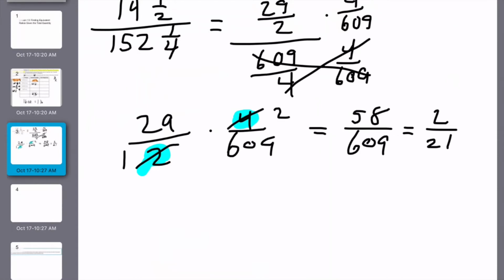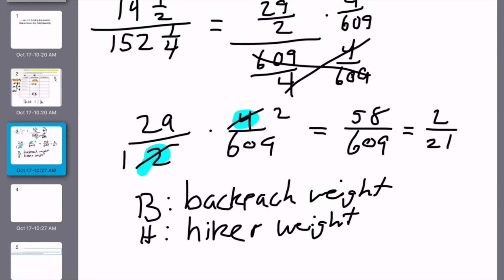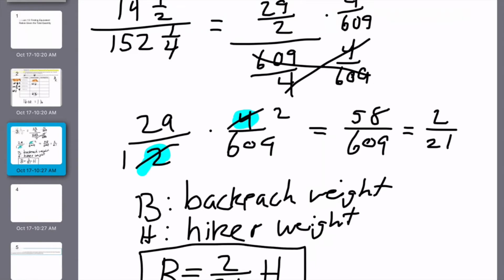I'm going to go ahead and use that to try to write an equation really quick. So I'm going to say that B is backpack weight and H is hiker weight. And this is all in pounds. So I'm going to write my equation. The backpack weight equals 2 over 21, my rate, 2/21 times the hiker weight. So I'm going to use this to try to help me figure out some of these examples.